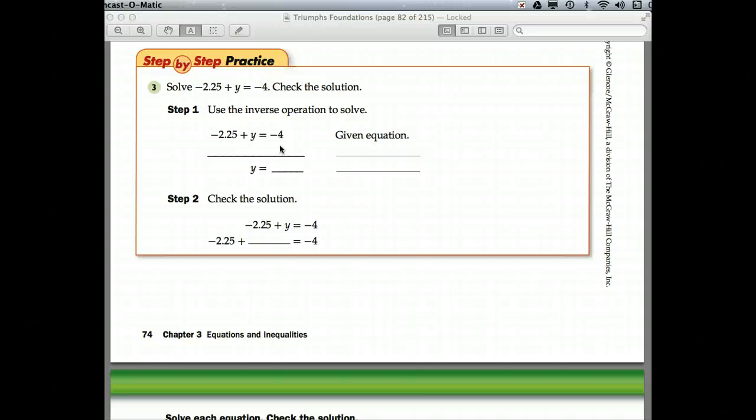So when we add 2.25, that's what we write here, add 2.25, then y is equal to -1.75. And we're going to simplify. That's the reason. So then we're going to go check our solution. We got -1.75. So we're going to substitute that in for y. Is -2.25 plus -1.75 equal to -4? Why, yes it is. Excellent.